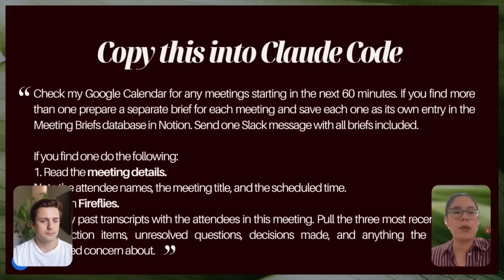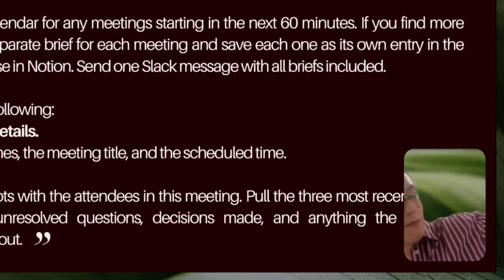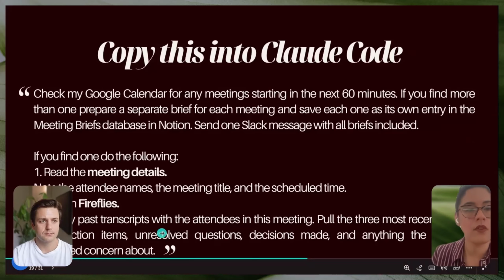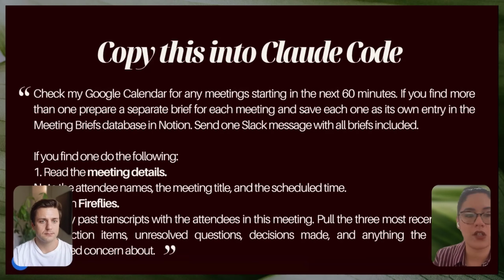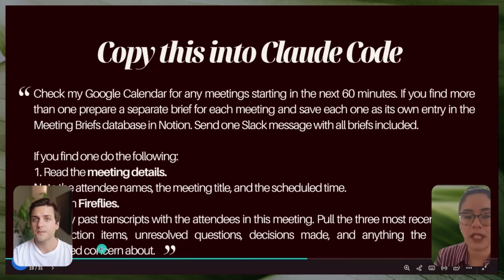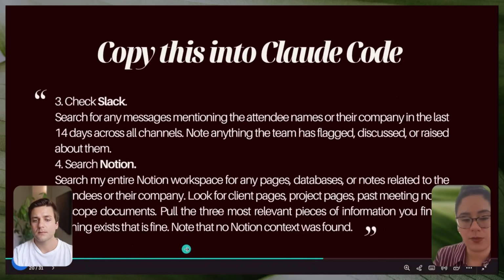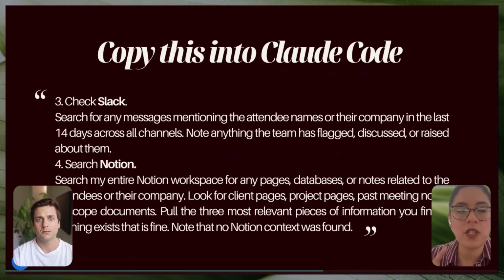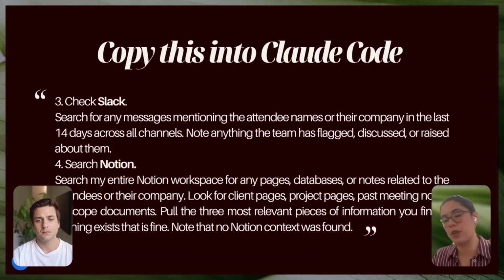And when you break it down, I'm having it methodically check each repository of information that I have. So it's pulling from my Google Calendar and I'm telling it where it needs to check all of the information. So it needs to read all of my meeting details. It needs to search my Fireflies. It needs to check Slack. And very specifically, I tell it the time frame in which to check everything.